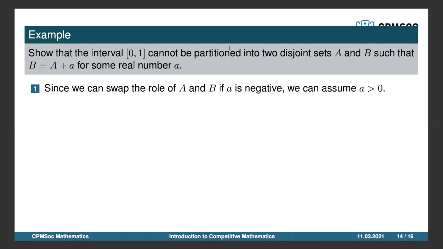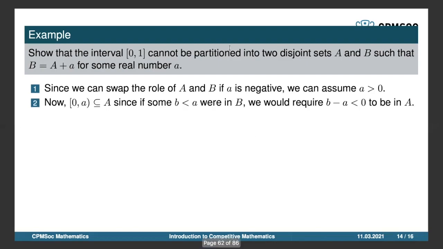So in this case, we're going to suppose that we can partition the interval 0, 1 into two disjoint sets such that B is A plus some real number, right? Oh, I didn't actually write that down. So okay, that's the supposition. The supposition is that we can split it into two sets satisfying these properties, right?